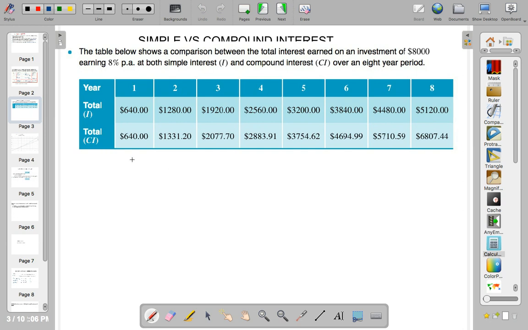Here's a chart where you've got simple interest and compound interest and how it changes over time. So you've got $8,000, you invested at 8%, and you've got simple interest. Notice that each year it's $640, so 640 plus 640 plus 640, etc. Here, the interest is going up each year. It's increasing the amount. If we subtracted each year from the other, you'd notice that the amount of interest each year would be much higher. You can compare the two figures. At the end here, you've got 6,807. With simple interest, you've only got 5,120.